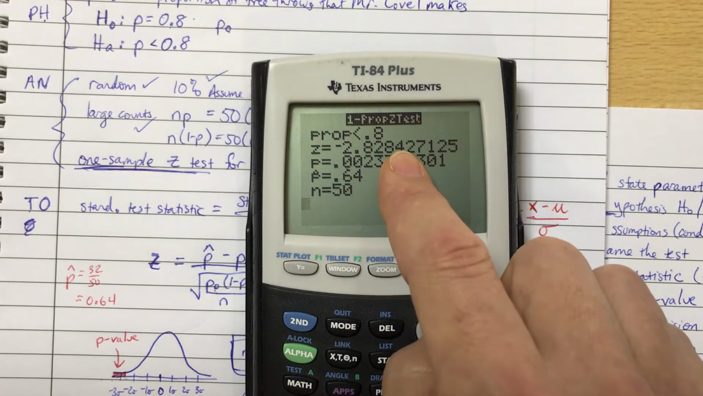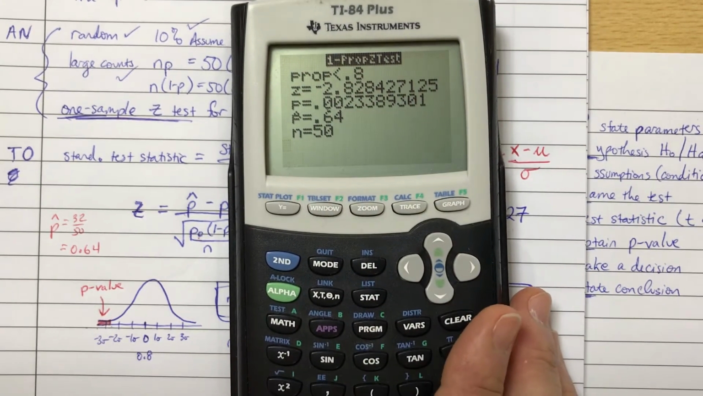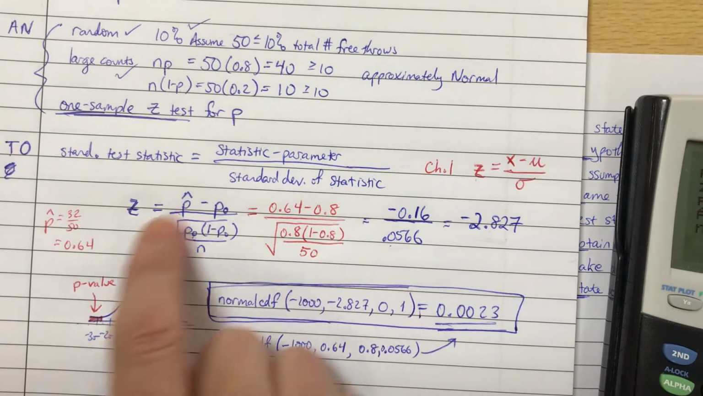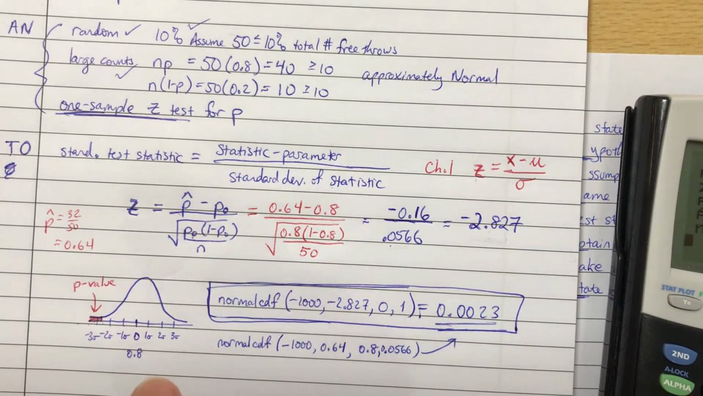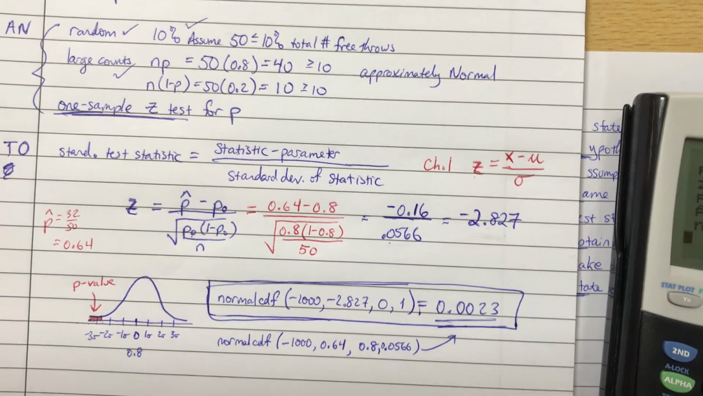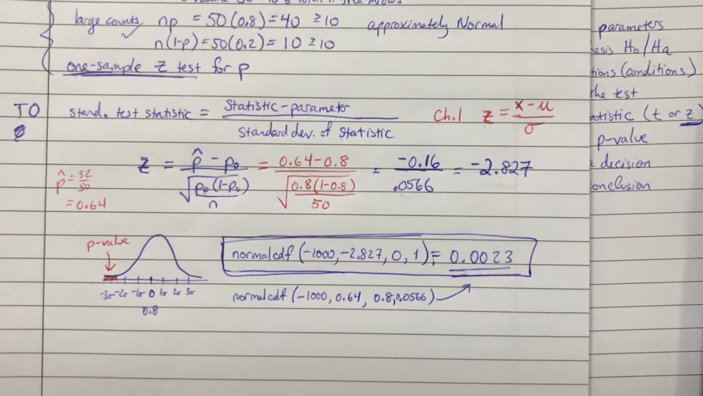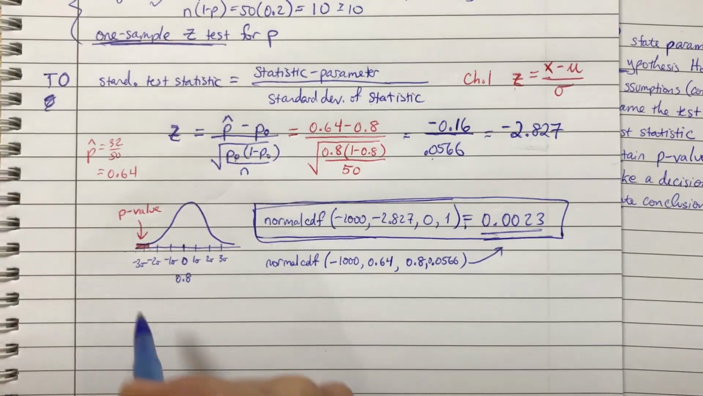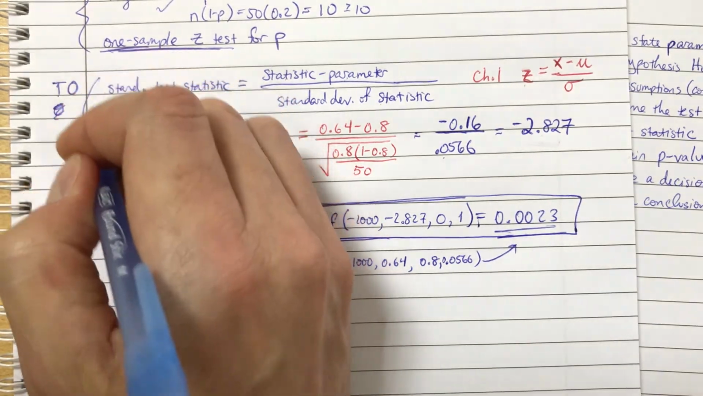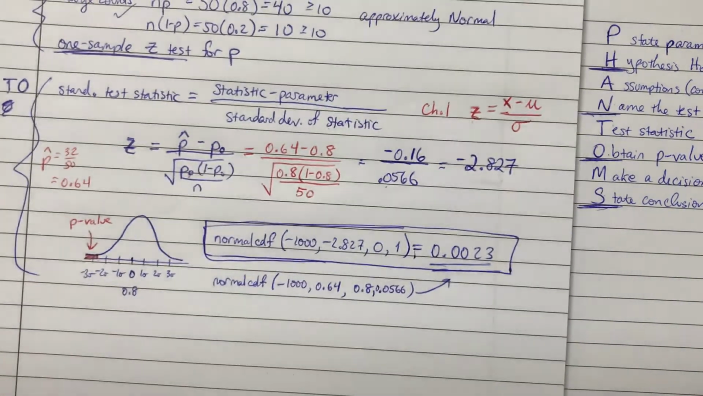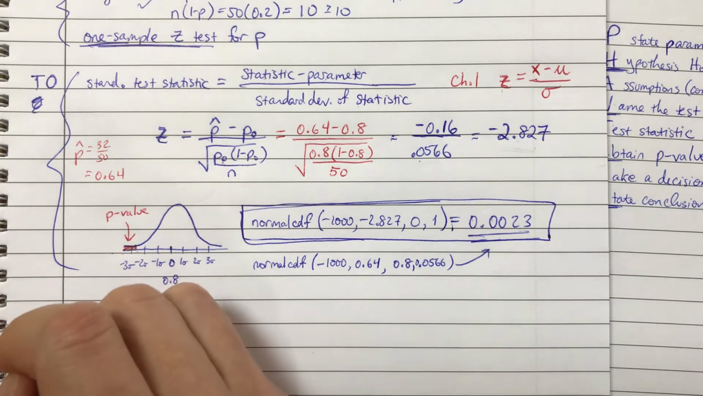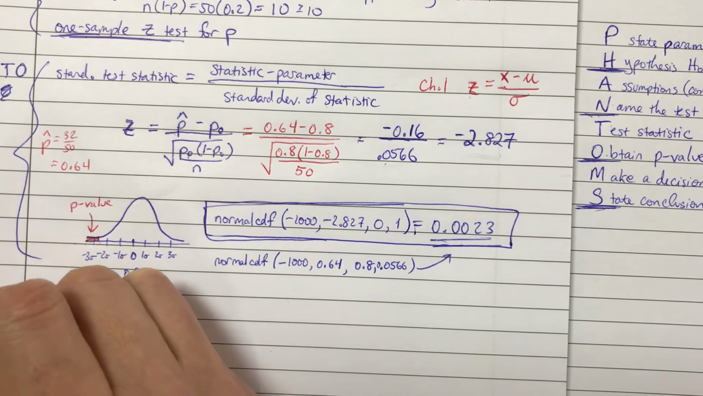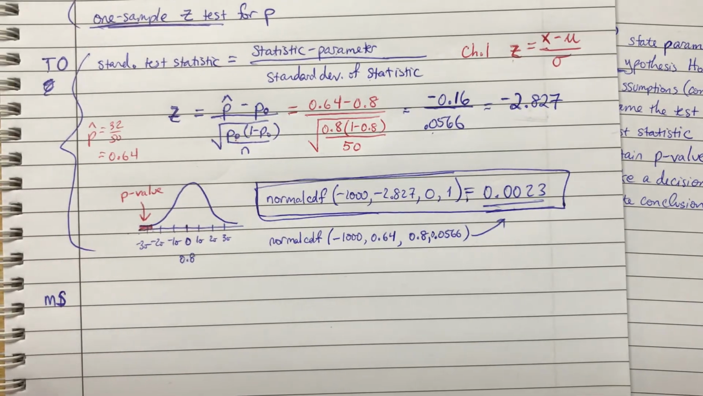Can you do this on an actual FRQ without having to go through this whole process? Absolutely, you can do that. Okay, so we're going to be using the calculator. Let's make sure we know how to use it. So we are now up to our last stage here. We're going to make a decision and we're going to state the conclusion. M and S.